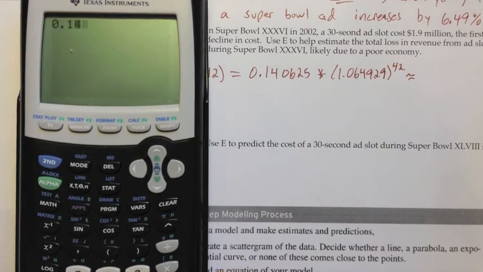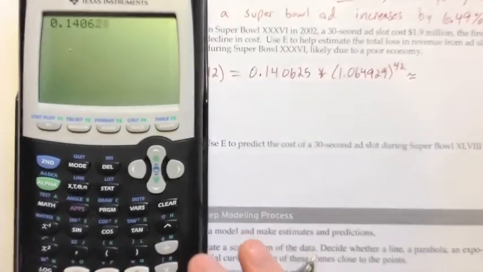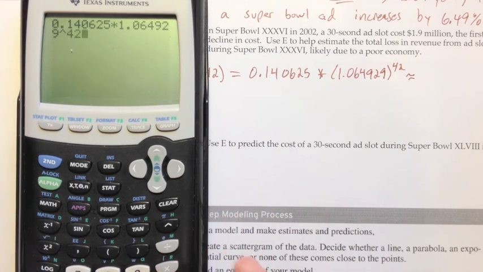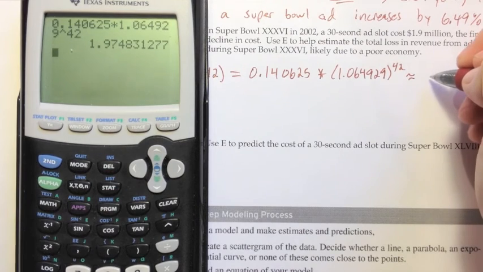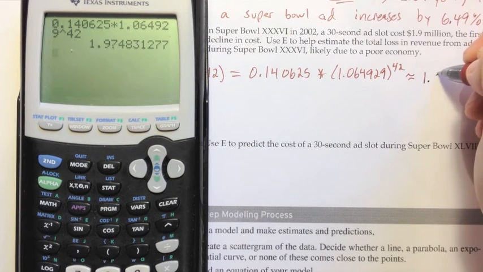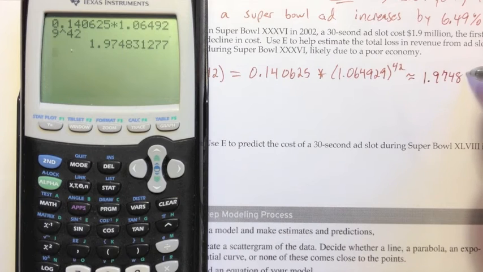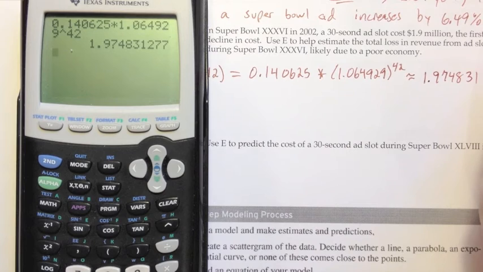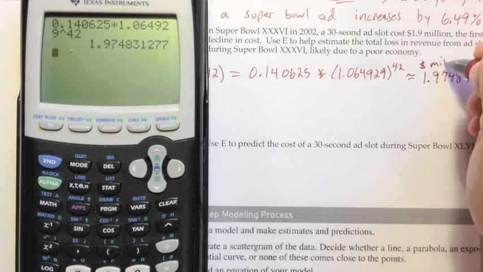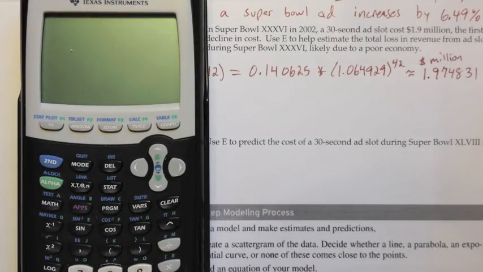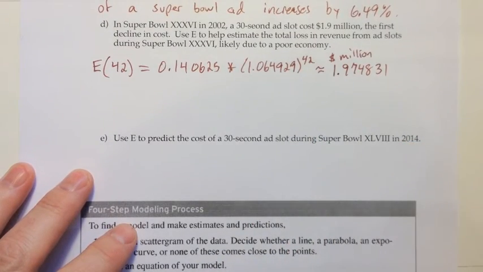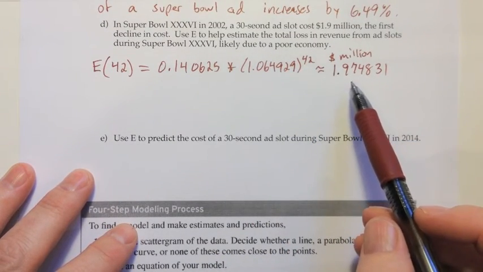So 0.140625 times 1.064929 raised to the 42nd. And this is in millions of dollars. I get 1.9748311, 1, 2, 3, 4, 5, 6. That would allow us to go to the nearest dollar, and that is in millions, right? So it's dollars, but millions of dollars. Okay, so the actual value of that ad was $1.9 million, and our estimate was this 1.97.